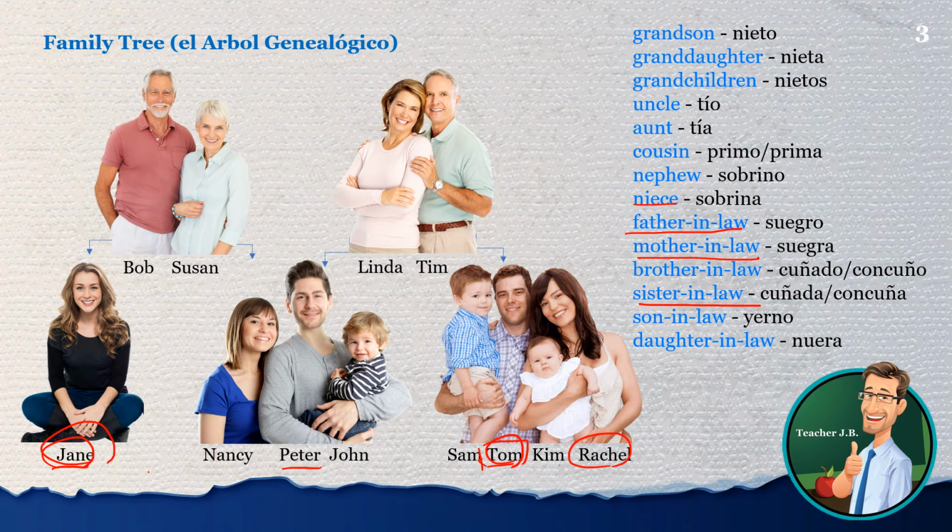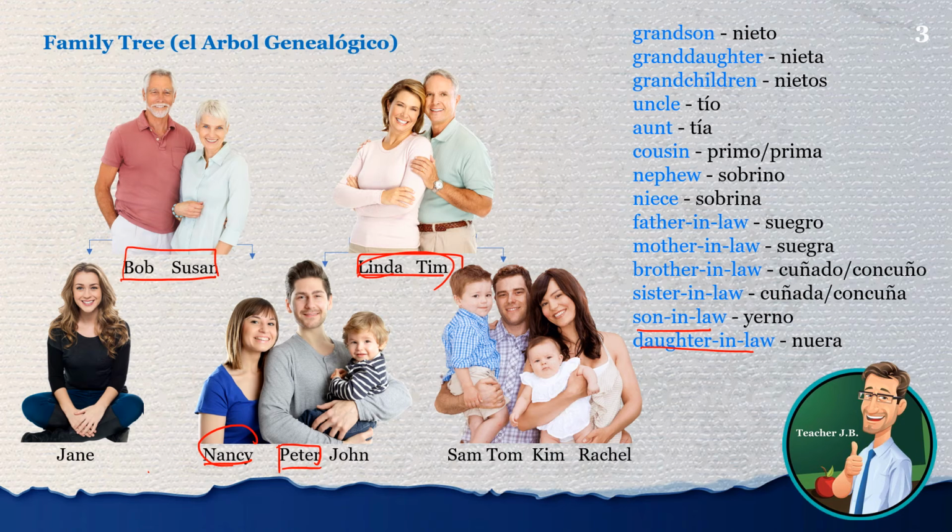Now, son-in-law. There is only one son-in-law in this genealogy. Peter is Bob and Susan's son-in-law. So Bob and Susan have one son-in-law, and Linda and Tim, they don't have a son-in-law. They have two daughters-in-law. Nancy is Linda and Tim's daughter-in-law, and Rachel is Linda and Tim's daughter-in-law.